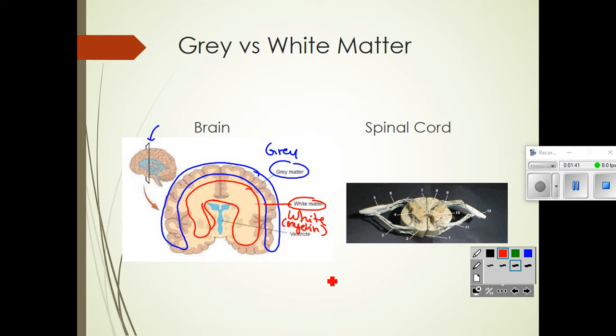Now, the spinal cord is a bit different. In the spinal cord, you will see, some people say it looks like a butterfly, that internal section of the spinal cord. That section is the gray matter. The other part, the part that goes around it, so all of this stuff, that's the white matter. So the spinal cord and the brain are sort of opposite in terms of where the gray matter is and where the white matter is.